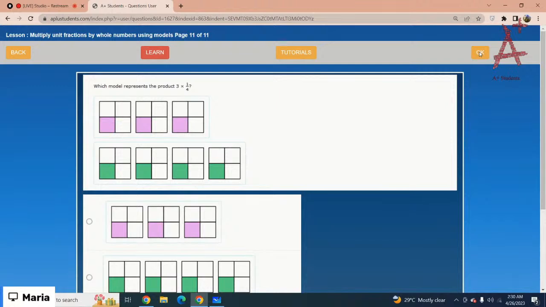It will be 3 times 1 over 4. So which is the correct option? 1 out of 4. You can see one portion is colored out of the 4, and it is 3 times, so 1, 2, 3. So option number 1 is the correct option. It represents 3 times 1 over 4.